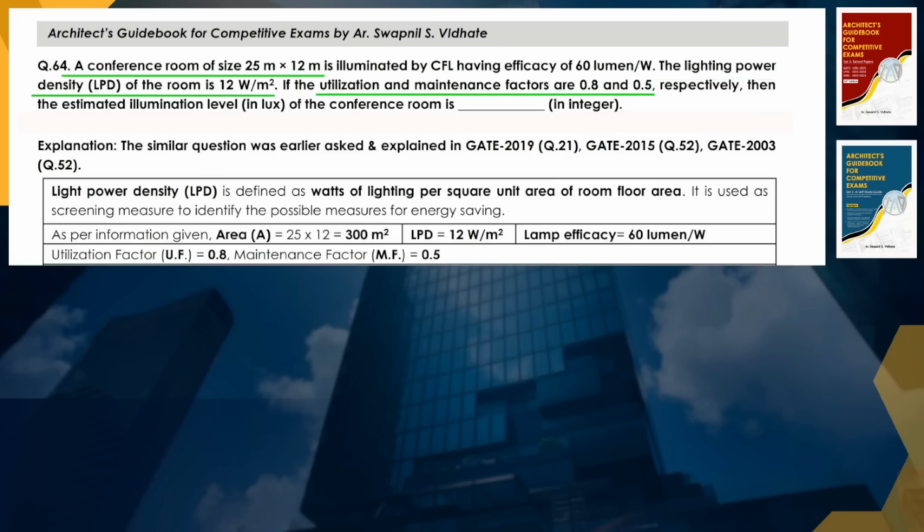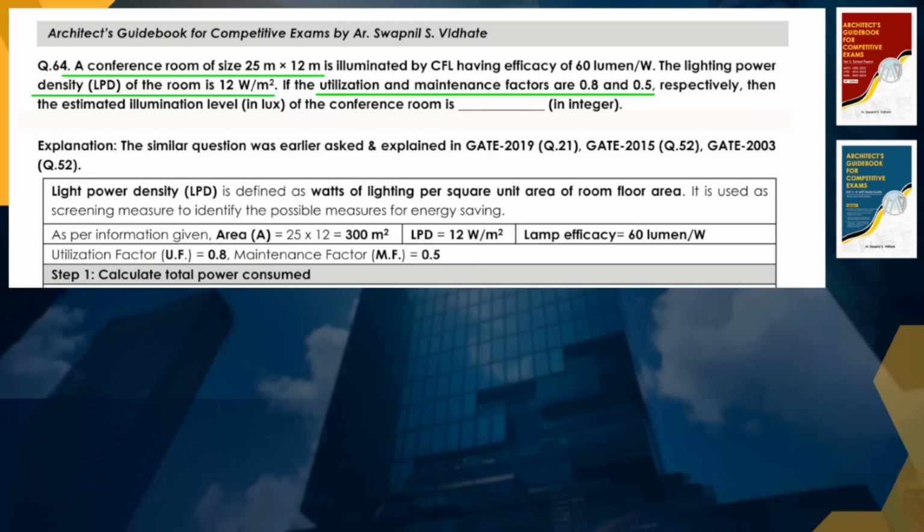As per the information given, the size of the room they have mentioned is 25 meter by 12 meter. So the area will be 25 multiplied by 12, which is 300 meter square. Light power density they have mentioned, LPD, is equal to 12 watt per meter square. Lamp efficacy is 60 lumen per watt, and utilization factor and maintenance factor have been provided as 0.8 and 0.5 respectively.